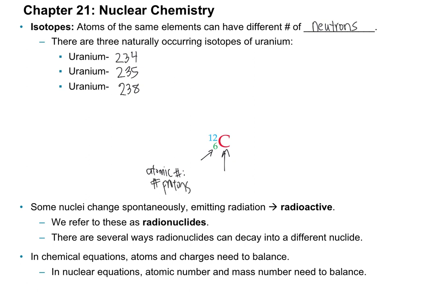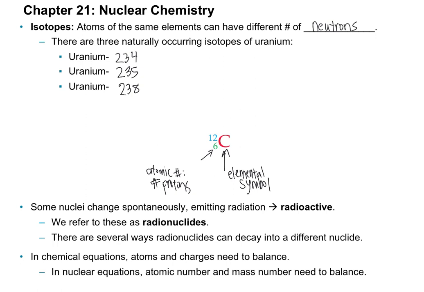And that defines the element. If I am a carbon atom, so I have the elemental symbol C for carbon, then that means I always have 6 protons. If I have 7 protons, I'm no longer carbon anymore. So it's basically like it's DNA. It's what defines it.